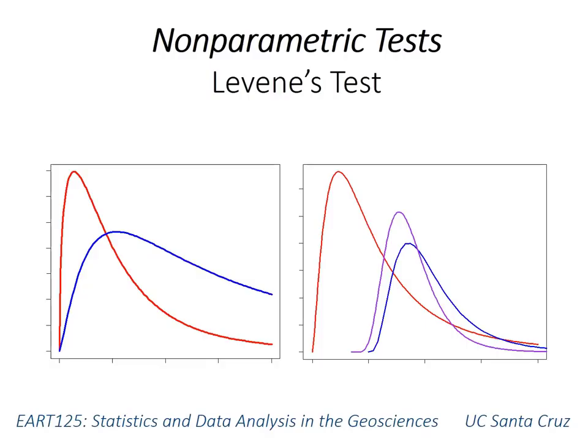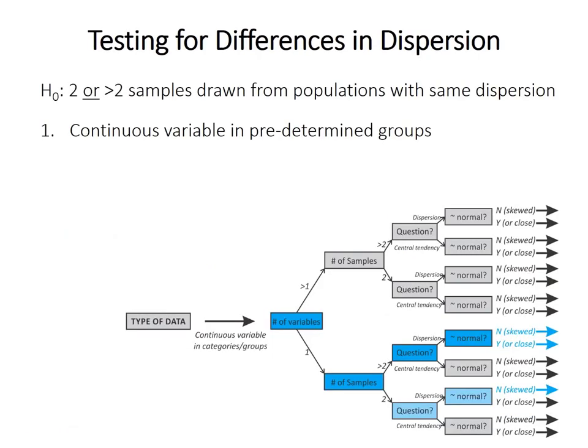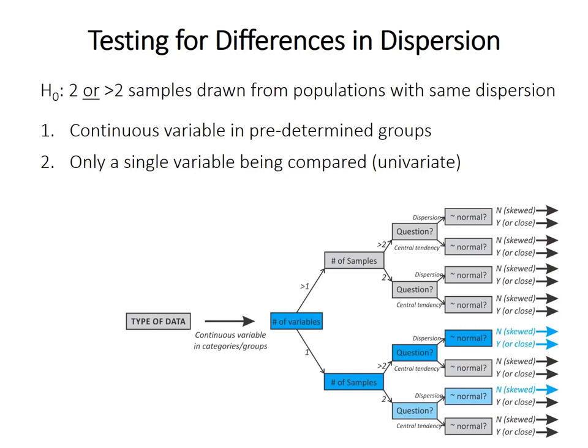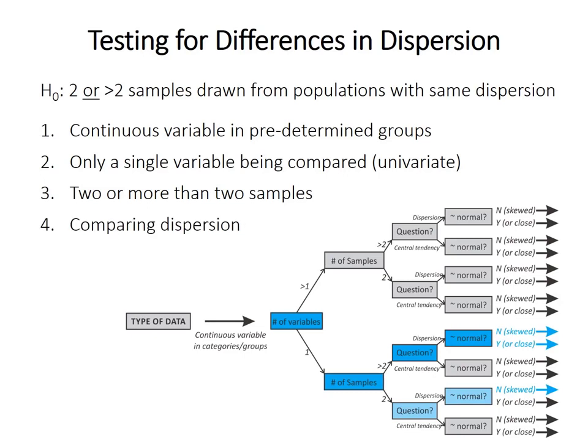This video covers Levene's test and the related Brown-Forsyth test, both of which are non-parametric tests used to look at differences in dispersion. The null hypothesis of these tests is that the samples come from populations with the same dispersion. Both tests require a continuous variable in predetermined categories or groups or samples. They're both univariate tests, but can be used for two samples or for more than two samples. And the purpose is obviously to compare dispersion.